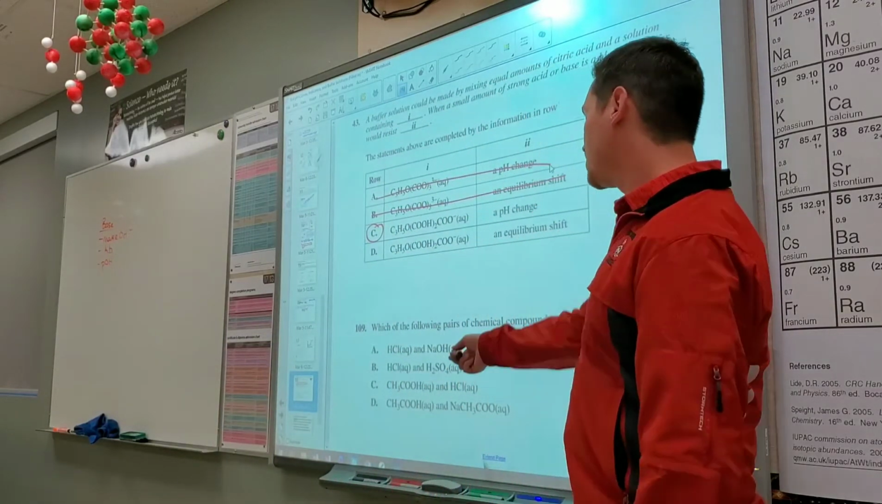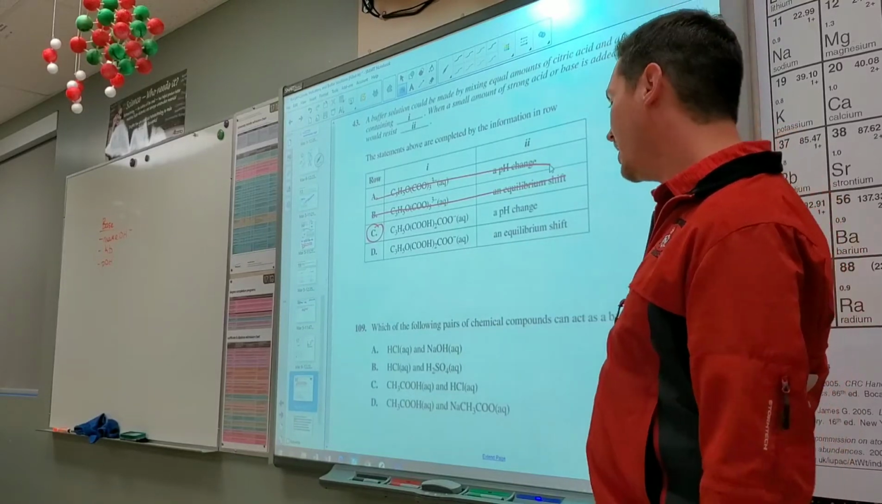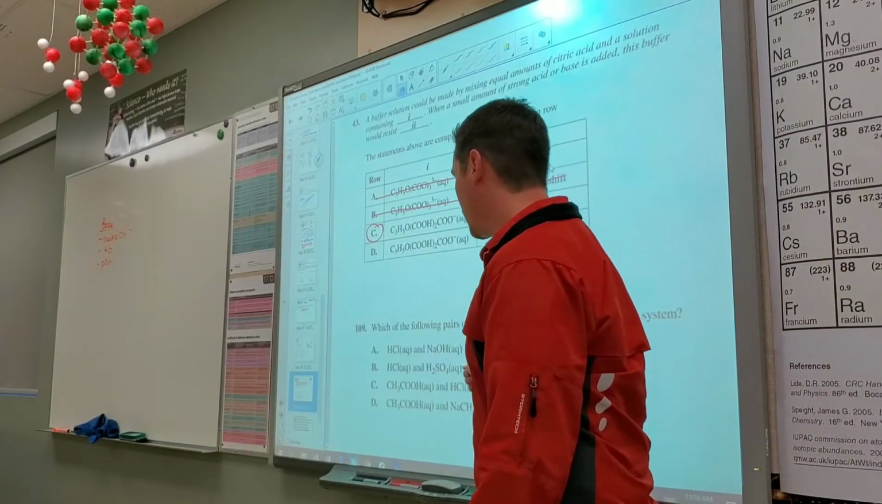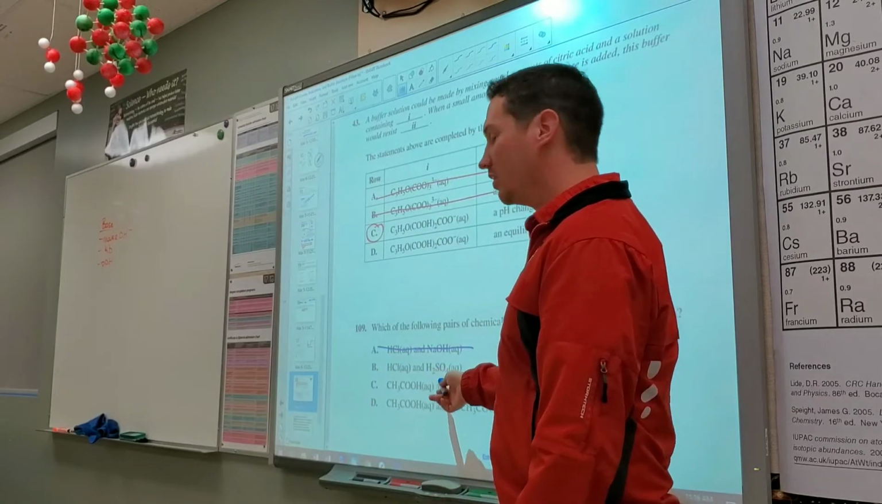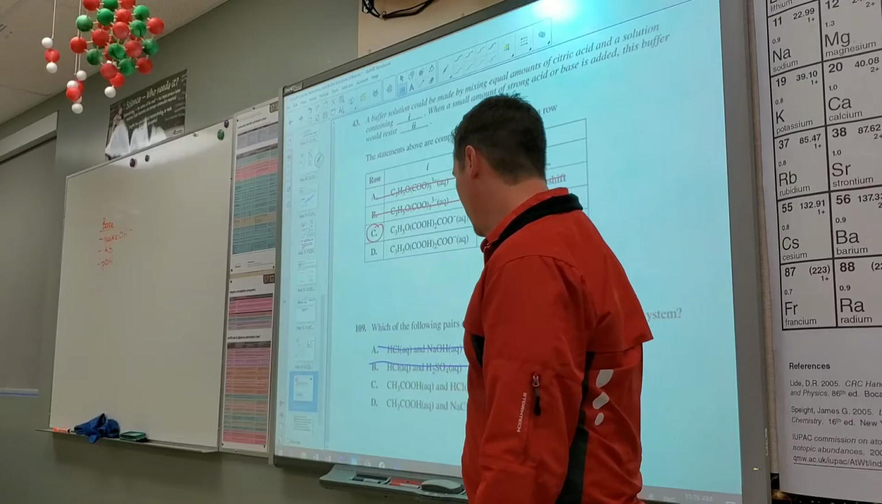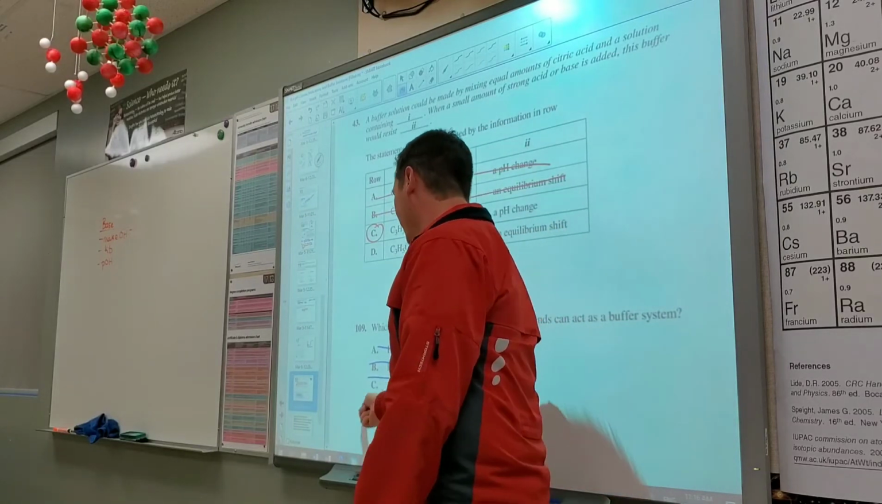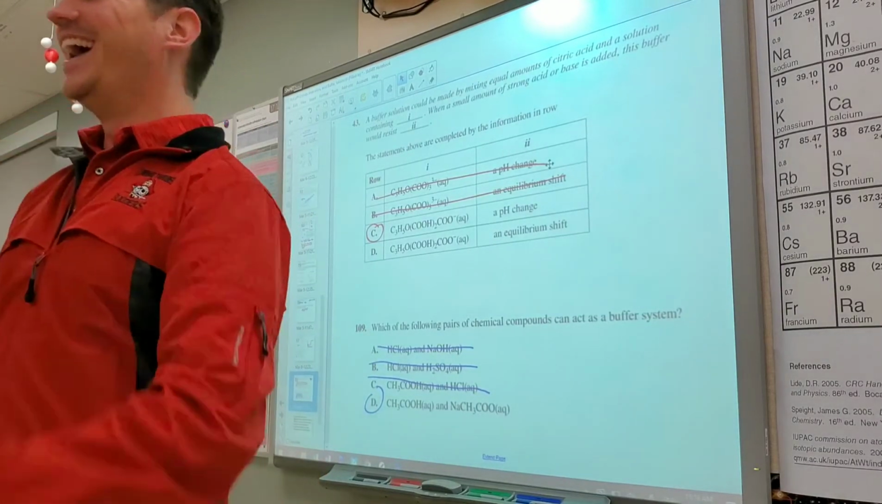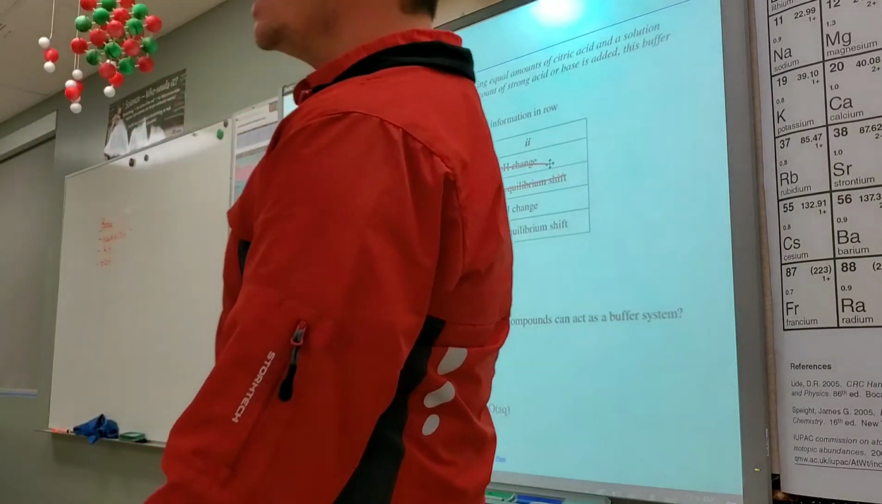Okay, and the very last one: which of the following chemical pairs can act as a buffer? Can A act as a buffer? No, that's a strong acid and a strong base. Can B? Two strong acids? No. C? No, that's a weak acid and a strong acid. D? By default, yes. It's the most obvious one.